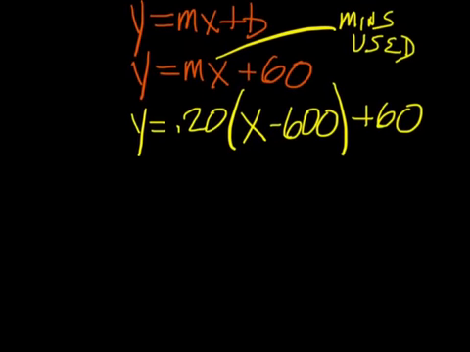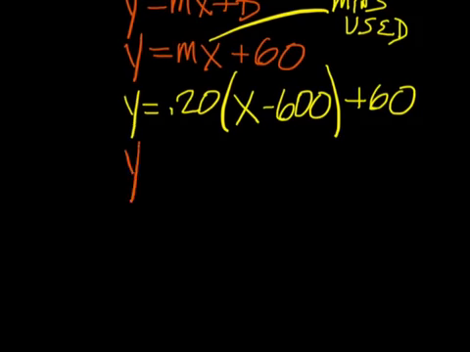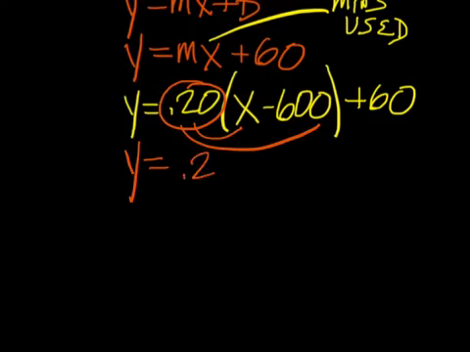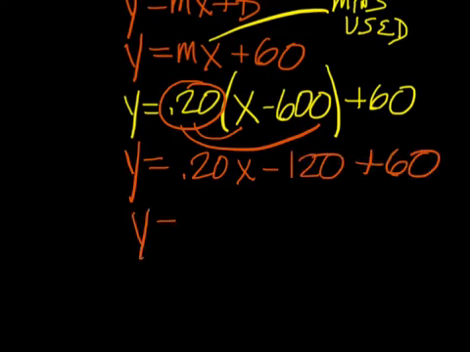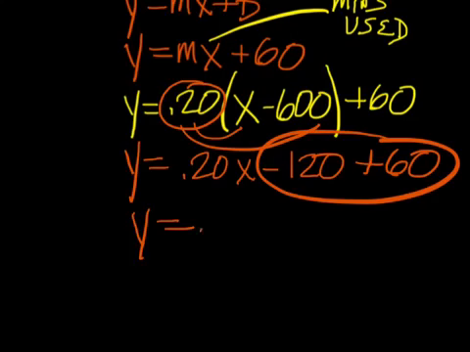We cannot leave it this way. So we must multiply this by each item inside the parentheses to get 0.20x minus 120, and then plus 60 at the end. If you simplify these two, you'll have 0.20x minus 60.